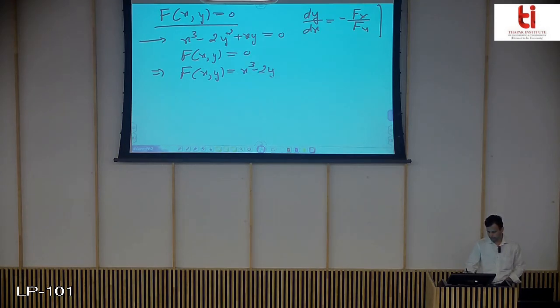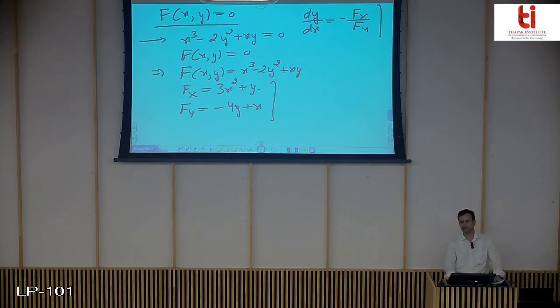It is this expression. So now its partial derivative with respect to x is 3x square plus y. And its partial derivative with respect to y is x minus 4y. So you can see how easy this is to solve compared to the ordinary derivative.